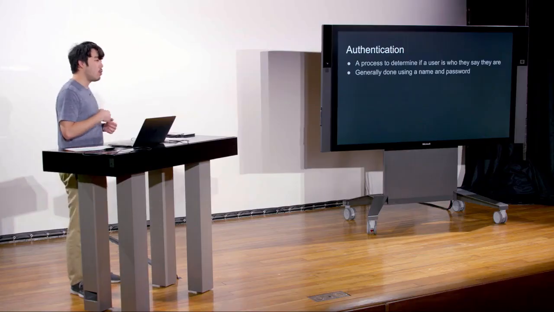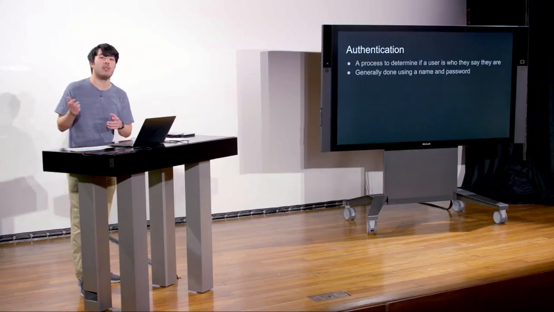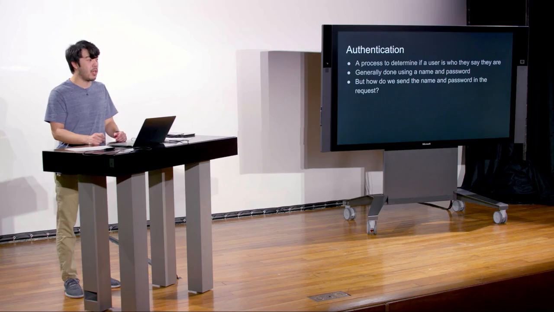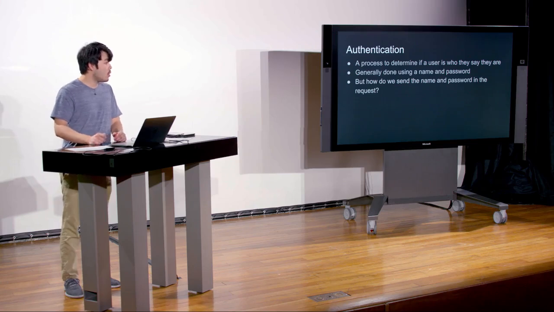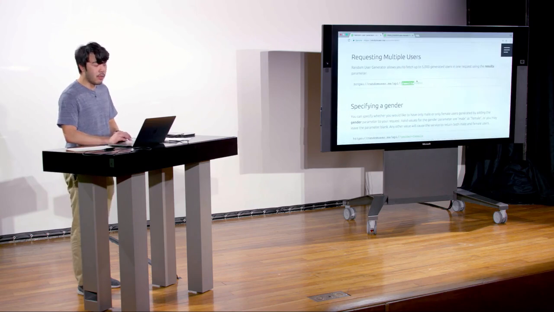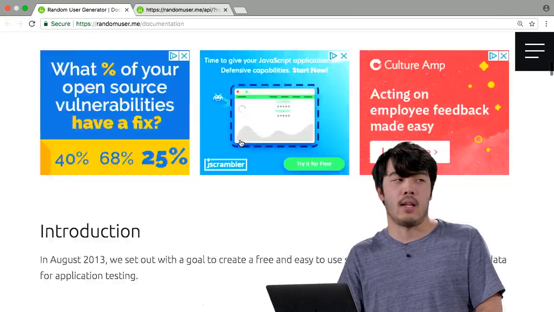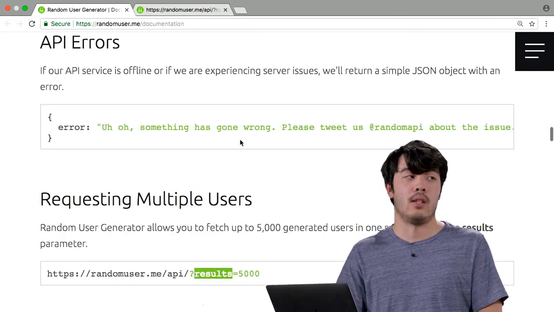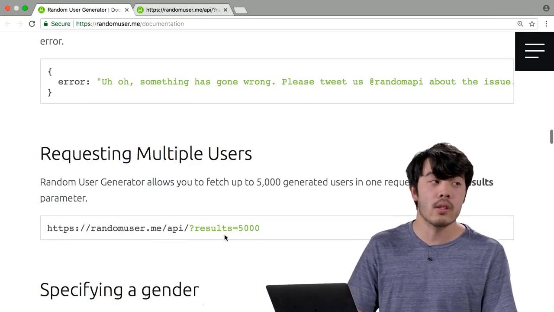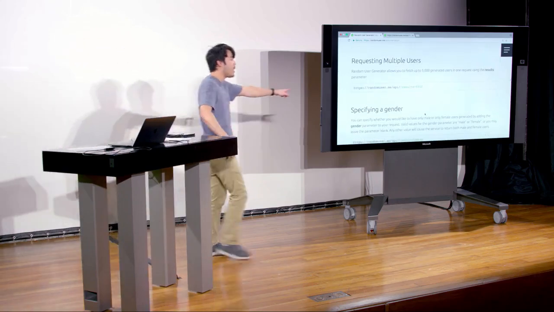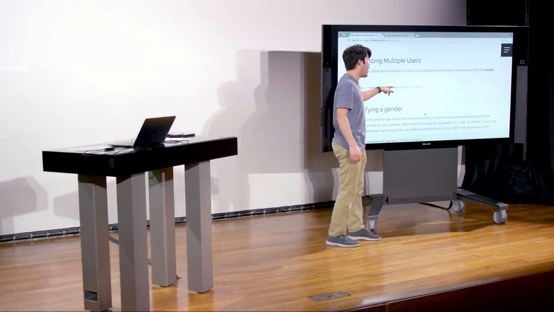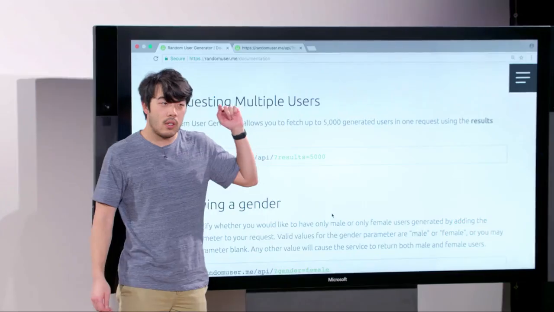The way that we usually do this is by using a name and a password. Presumably, only the person with the name knows the password that they set. But how do we actually send requests with a name and a password? So the way that we configure requests in this random user generator is by adding it to the URL. And so if we wanted, say, 5,000 results, we just visited this URL here, https:// their API ?results=5000.